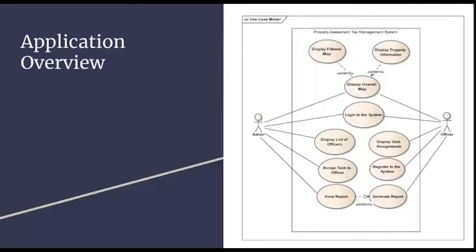Next, we are going to talk about the overview of the application. For the overview of the application, a use case model is used to visualize the whole overview of the application. First, there are a total of 2 users, which are an admin and also an officer. An admin is able to view report, assign tasks to officer, display list of officers, log into the system, and also display overall map.